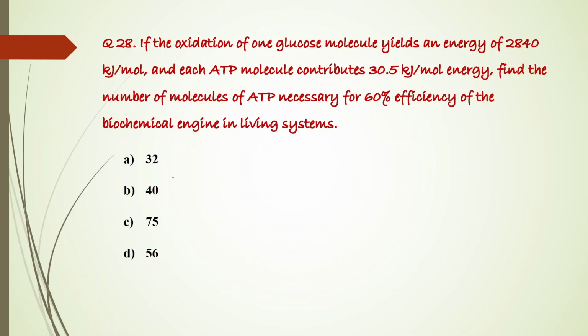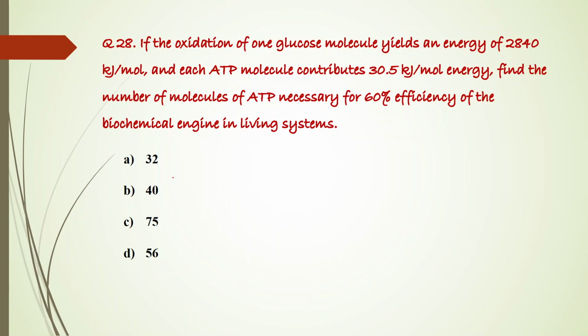Moving to the next one. This is a numerical question. It says that if the oxidation of one glucose molecule yields an energy of 2840 kilojoule per mole, oxidation of one glucose molecule, and each ATP molecule contributes 30.5 kilojoule per mole of energy. You already know that from 1 ATP you get 30.5.